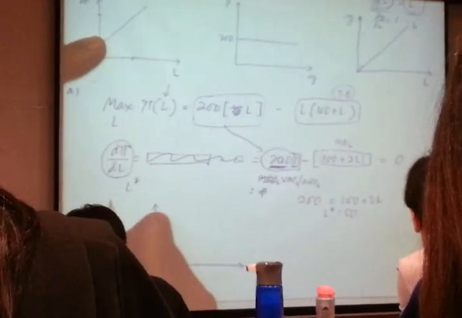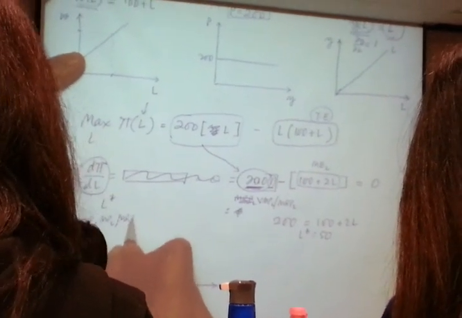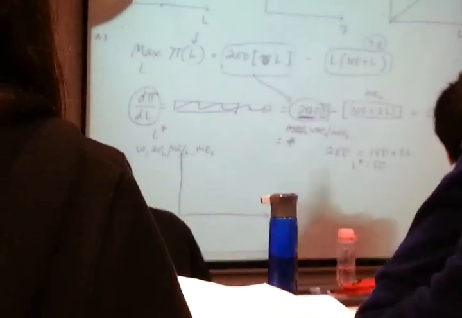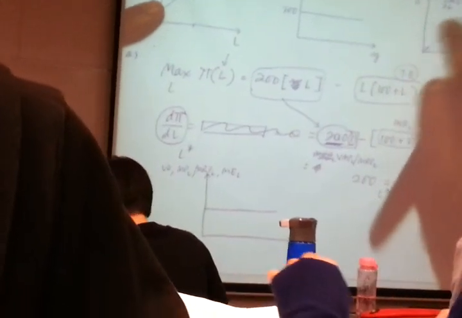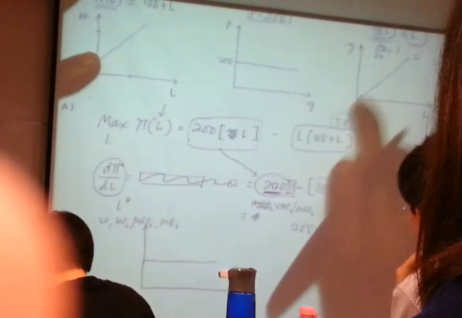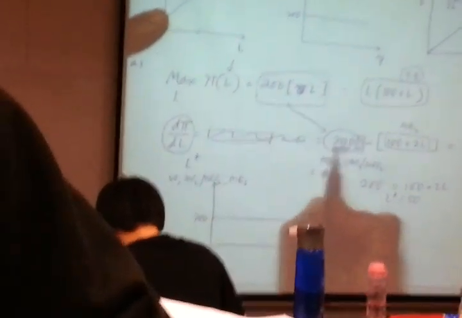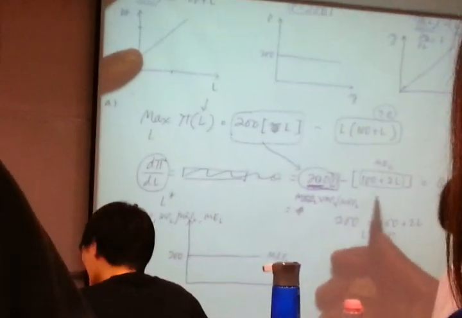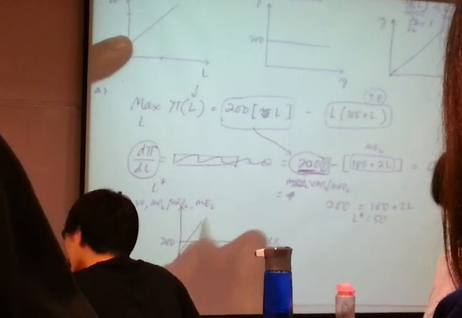Here I have wages, MPL, MRPL, all of the rest. MEL, all of these fellas. Here I have L. What is my MRPL? 200. Flat. Normally MRPL is downward sloping, but here the production function is a straight line like this. So this is your MRPL, 200. What is your MEL? MEL is 100 plus 2L. This is MEL.